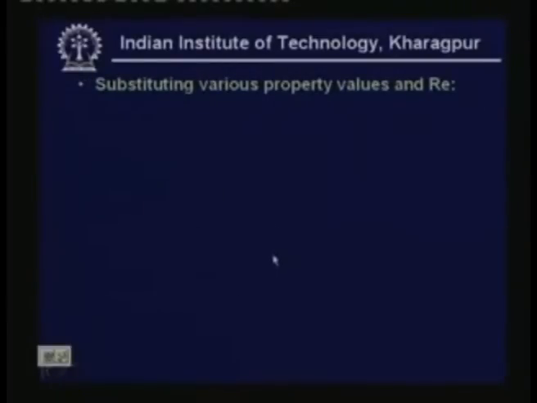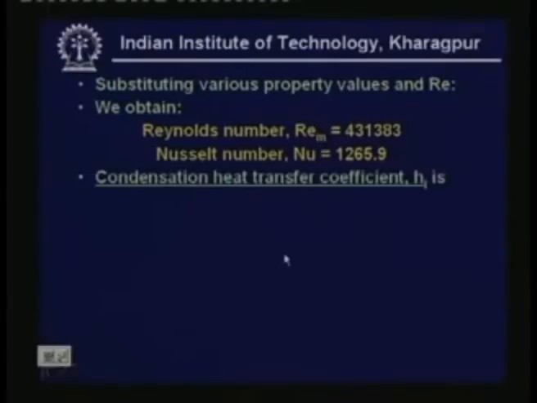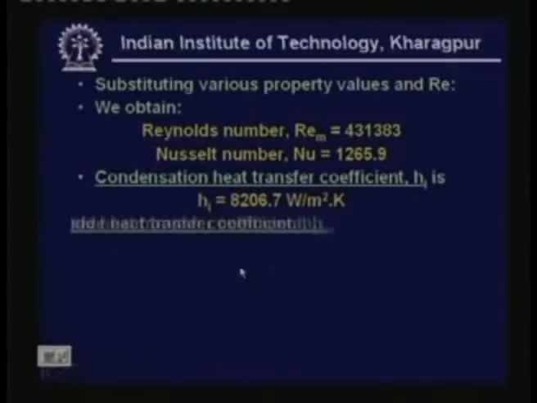Substituting the various property values and Reynolds number, we find that the modified Reynolds number is 431,383, the Nusselt number is 1265.9, and the condensation heat transfer coefficient hi is 8206.7 watt per meter square Kelvin. So that's how we have found the condensation heat transfer coefficient.